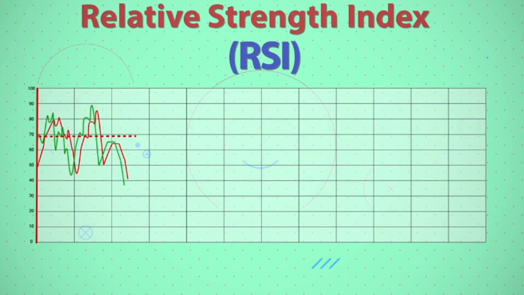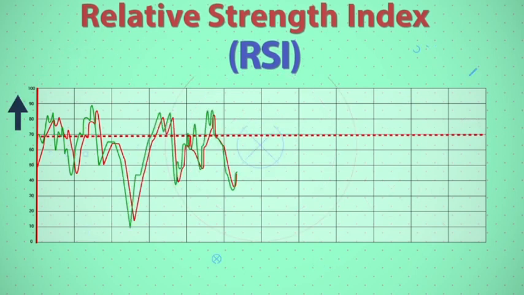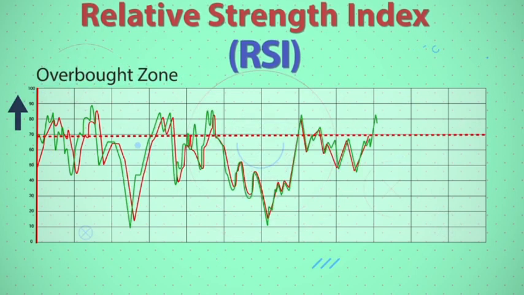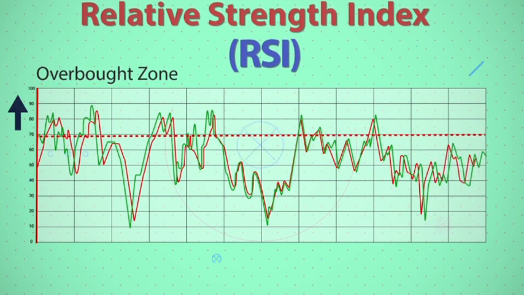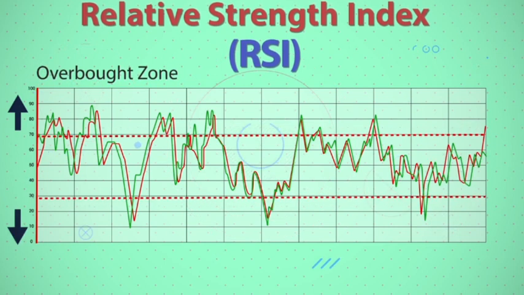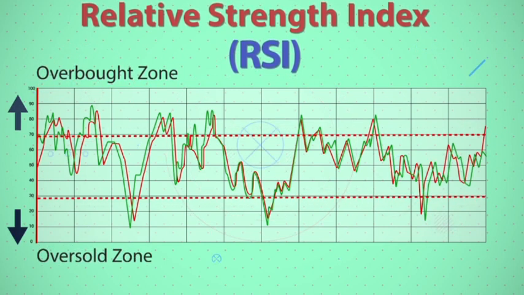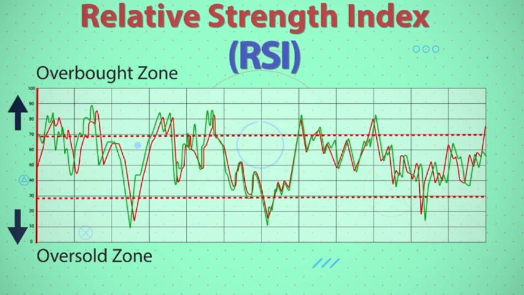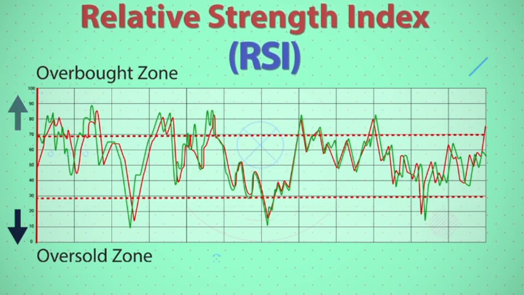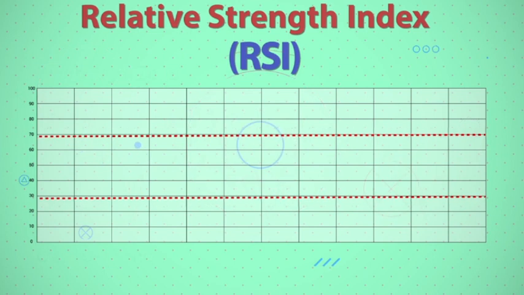If the RSI value is at 70 or above, it indicates that the markets are overbought and might turn to the downside in the near term. If the RSI value is at 30 or below, it indicates that the markets are oversold and might turn to the upside in the near term. Let us now look at the example to understand this better.